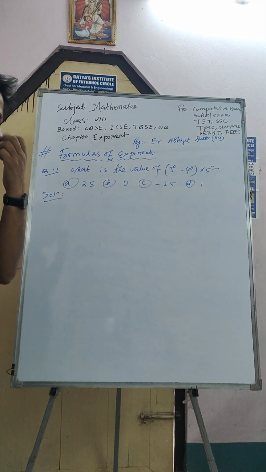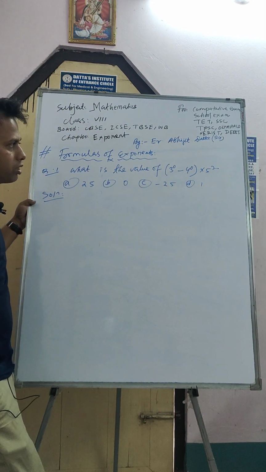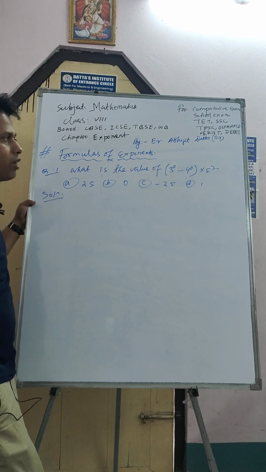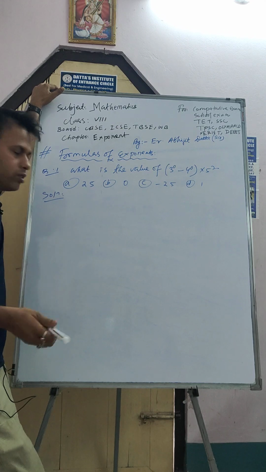So students, our first question from exponent is, what is the value of 3 to the power 0 minus 4 to the power 0 into 5 to the power 2? Four options are given. Which option is correct? We have to find out.